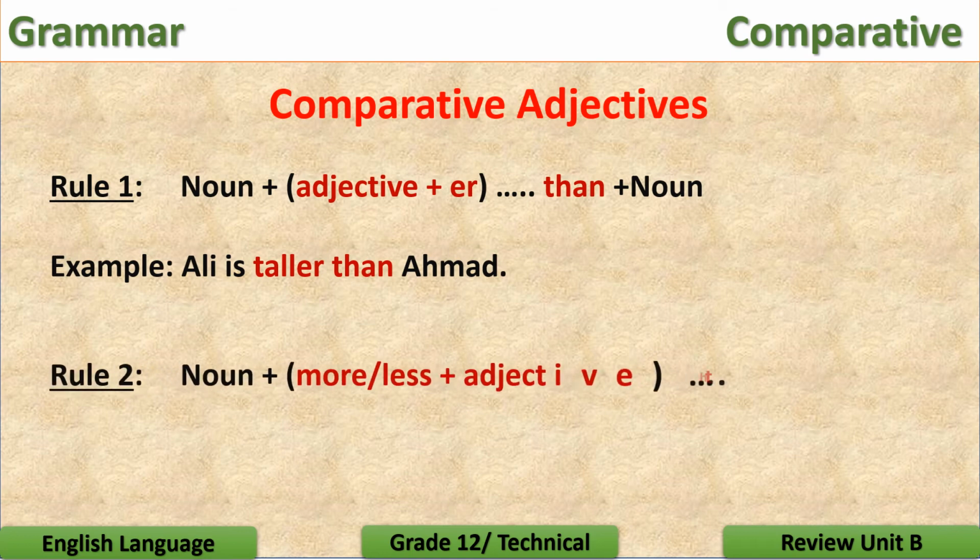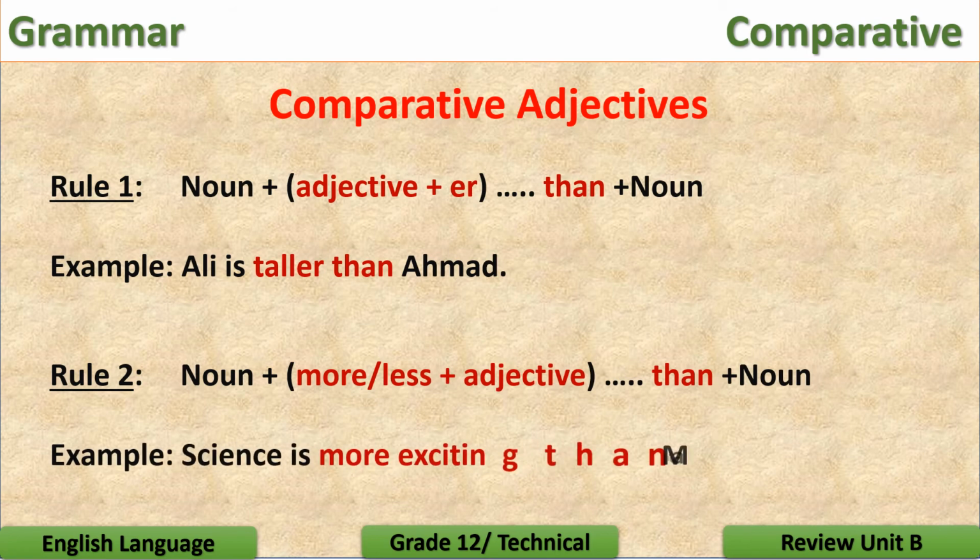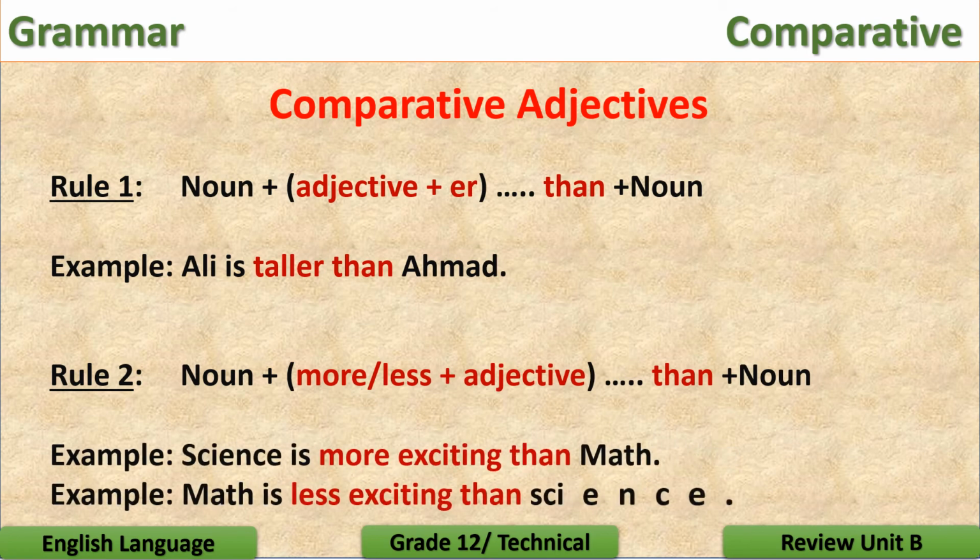While in rule number 2, if the adjective is a long one made of 3 or more syllables, in this case we can't add ER, but we add more or less before the adjective. Like in the examples, science is more exciting than math, or math is less exciting than science.